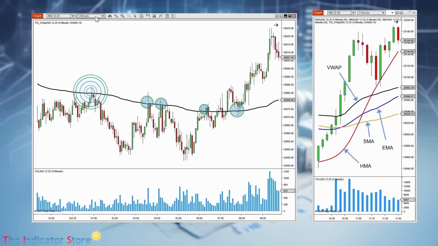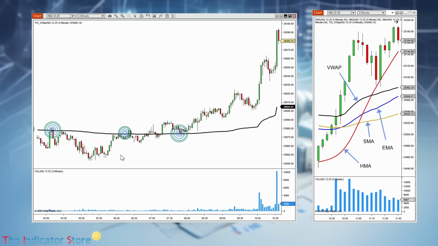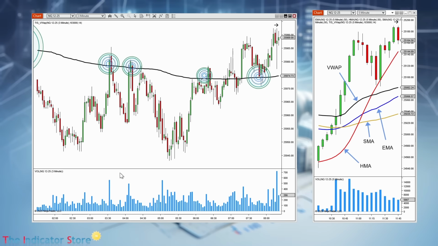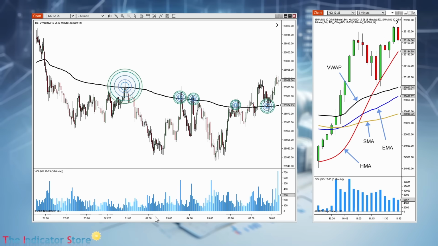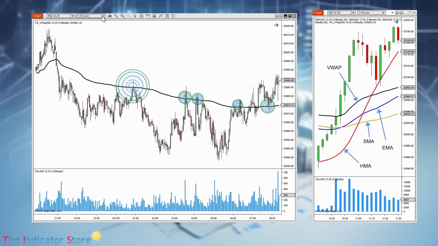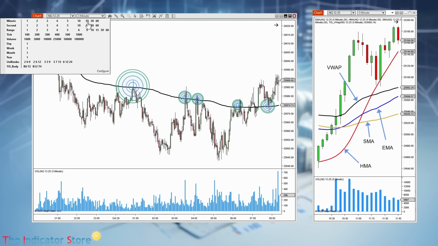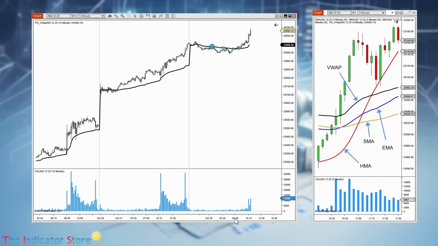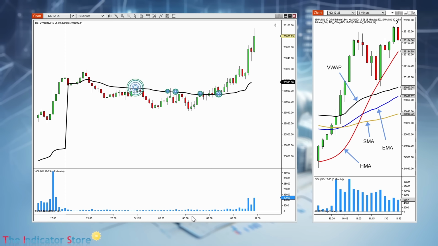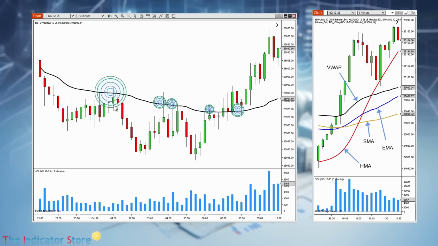For example, here we are on 5 minutes. Now if we go to 3 minutes, we can see that the line is still in the same place. Or if we change to 15 minutes, even if the line is small, we can see that it goes through the exact same places. So if we are trading bounces over a VWAP, then it doesn't matter which time frame we are using.